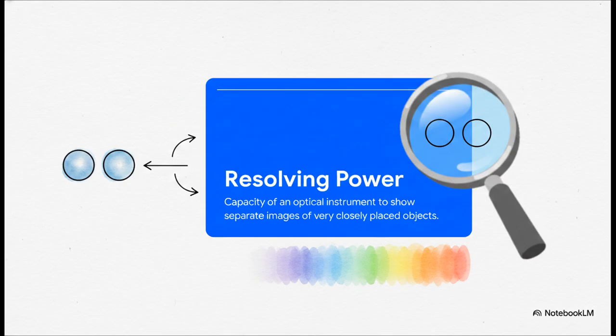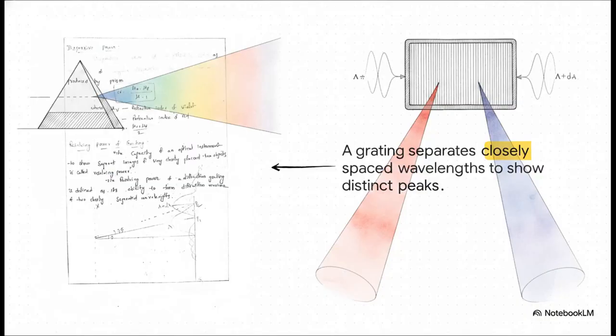Basically, resolving power is just the capacity of an optical instrument to cleanly separate things that are uncomfortably close together, or, in the case of our grating, to definitively separate two incredibly closely spaced wavelengths of light. To actually see the physics of resolving power in action, imagine a light source firing off two almost perfectly identical wavelengths. Let's call them lambda, and lambda plus a tiny microscopic fraction d lambda.